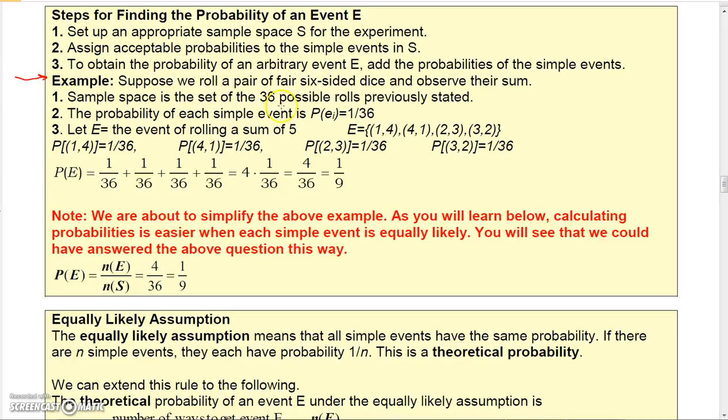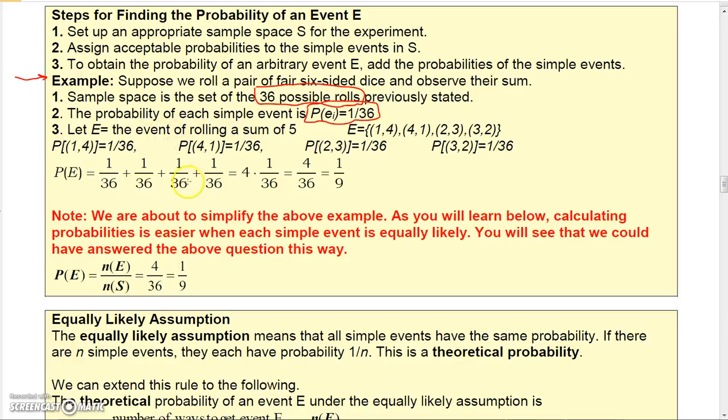Suppose we roll a pair of 6-sided dice and observe their sum. Well, we've already previously observed that there are 36 possible rolls. So I'm going to assign the most basic probability to each simple event, which would just assume that each one is equally likely to occur. So the probability of each simple event, I'm going to just say, is 1 out of 36. So the probability of any simple event is just 1 out of 36.